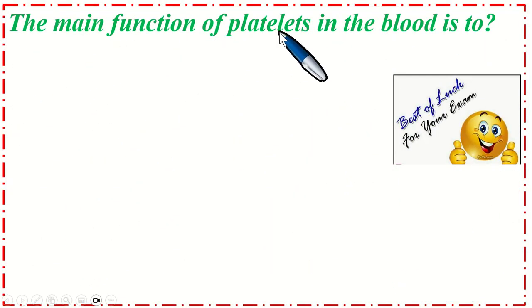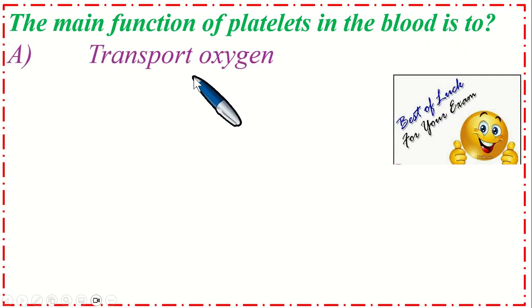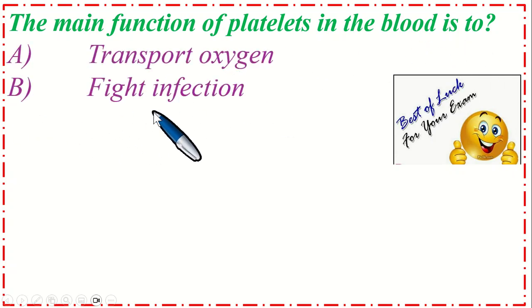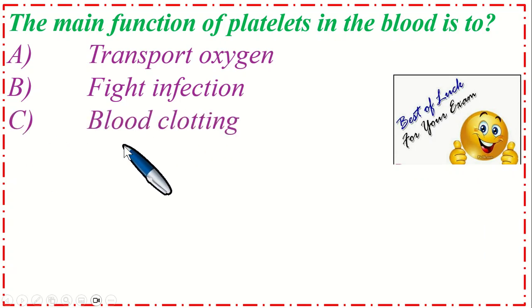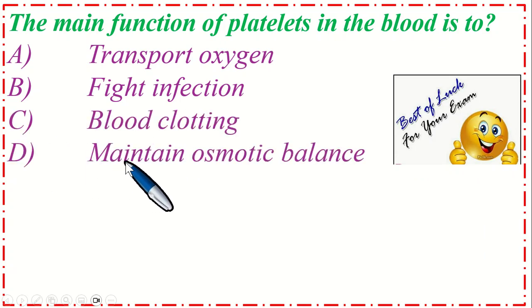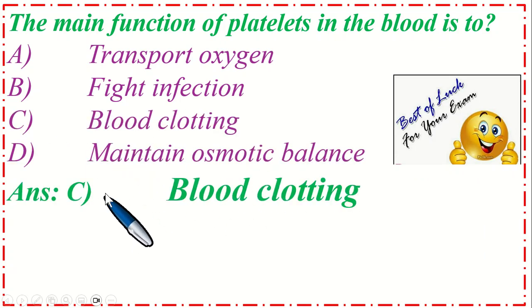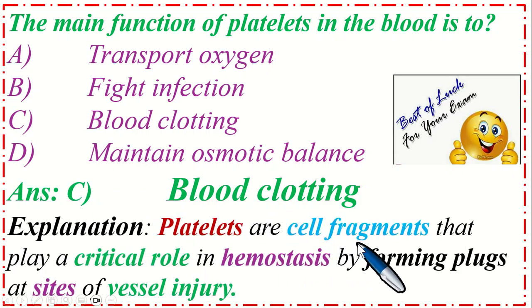The main function of platelets in the blood is option A, transport oxygen, B, fight infection, C, blood clotting, and option D, maintain osmotic balance. So the correct option is C, blood clotting. Platelets are cell fragments that play a critical role in hemostasis by forming plugs at sites of vessel injuries.